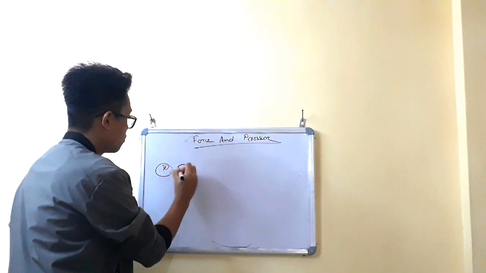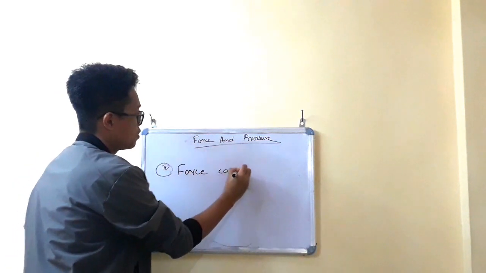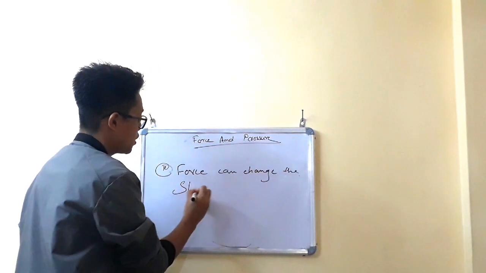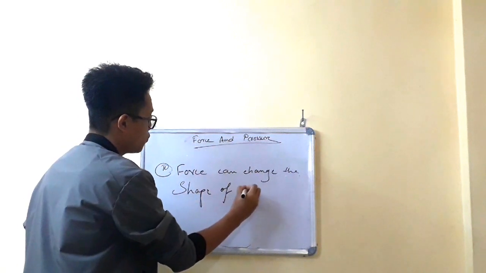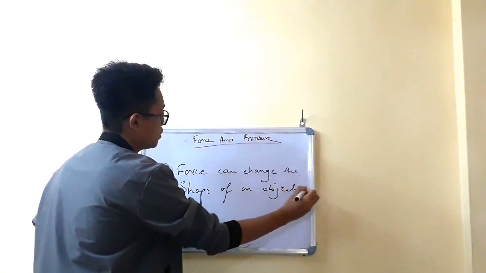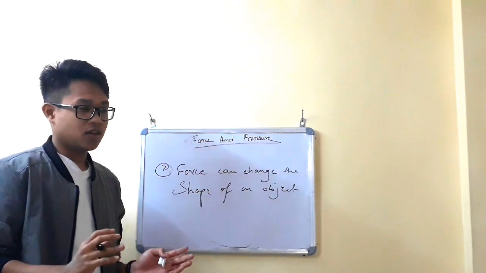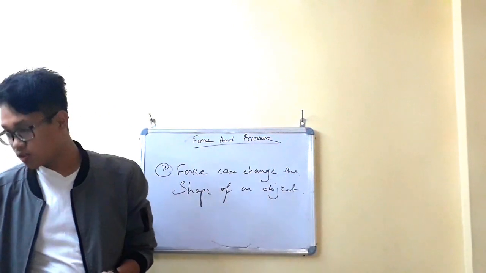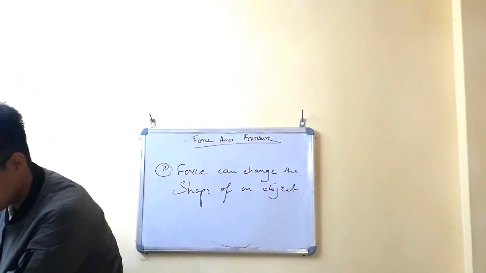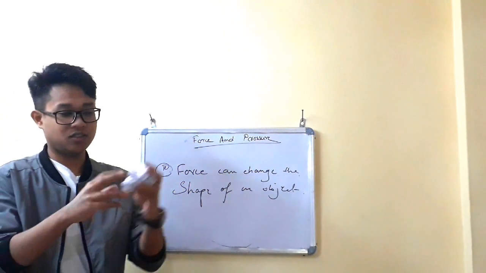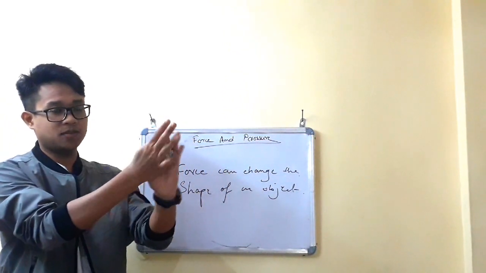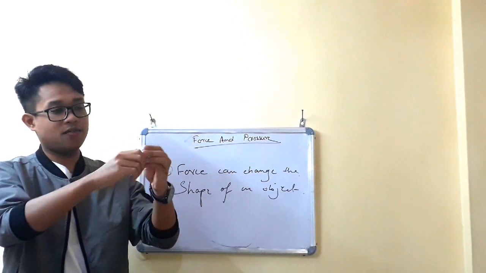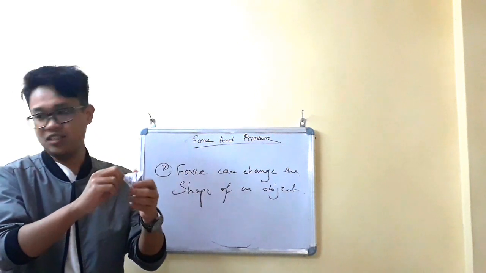Number two, force can change the shape of an object, right? By applying force, we can change the shape of any object. Suppose I have a paper this big. I'm applying force, I'm squeezing it, and its shape changes. It becomes circular. Then again, I apply force, and it becomes a bit bigger. We are changing its shape, right?